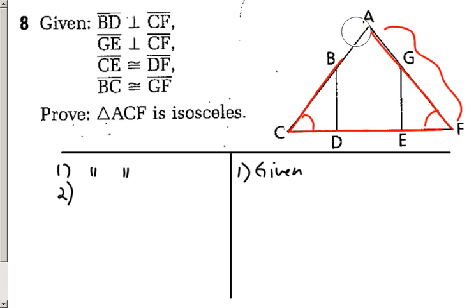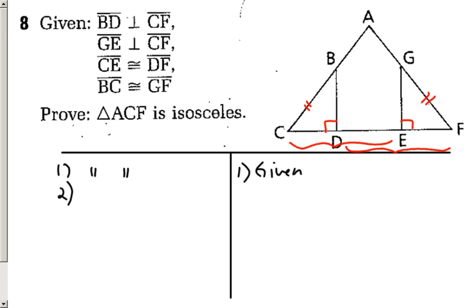So let's look at what's given and see what's going to be easiest to prove that this big triangle is isosceles. So it says BD is perpendicular to CF. GE is also perpendicular to CF. CE is congruent to DF. And BC is congruent to GF. Okay, so looking at this, it looks like the easiest way to do this is I'm going to prove these little triangles on the side congruent, and then corresponding parts of congruent triangles are congruent, CPCTC, will help me prove that these little angles are congruent. Okay, so that's going to be the goal.